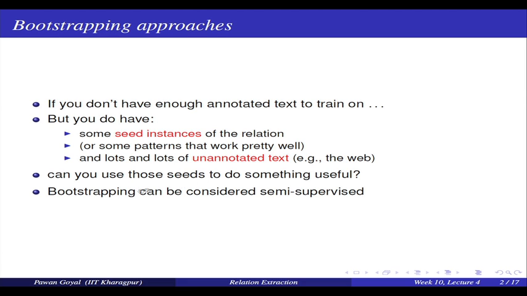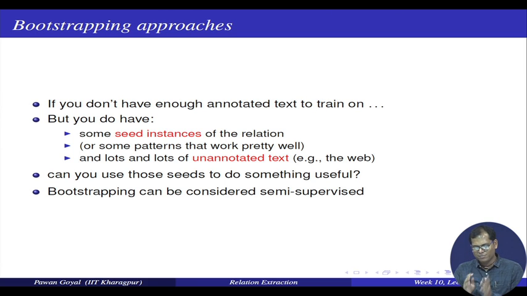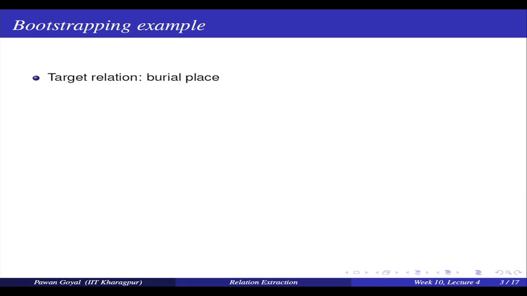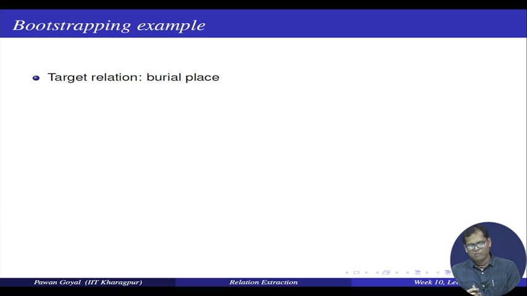So the questions here are, you have some seed instances. How do you use them for doing something meaningful, so that you can extract various other entities? How do you use that for extracting more such examples? This can be considered some sort of a semi-supervised approach. So what do we do here? Let us take a simple example. Suppose my relation is burial place. So X is buried in place Y. I want to find out all such entities that are connected by this relation. So how do I go about it?